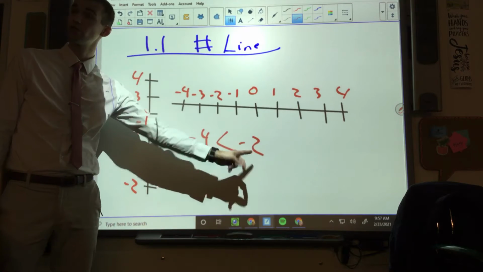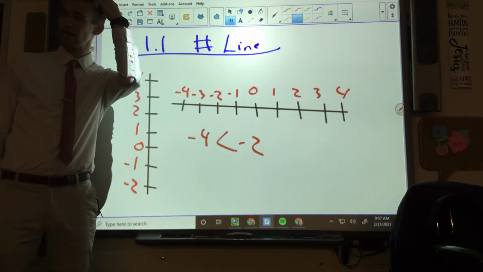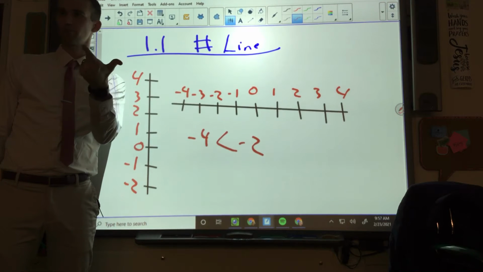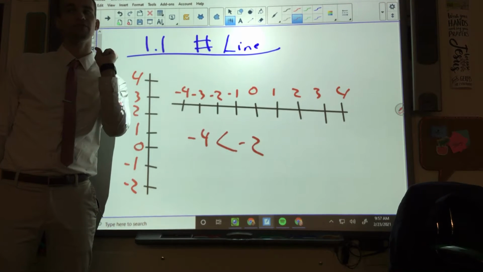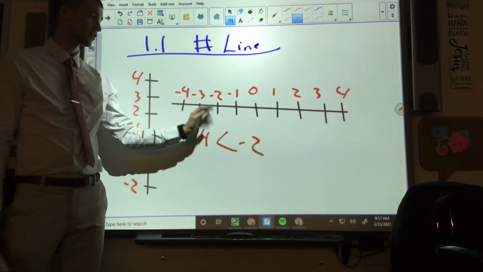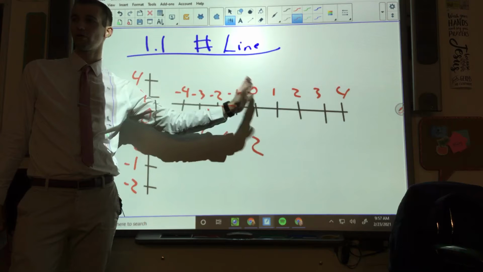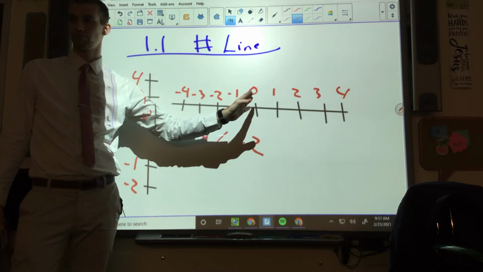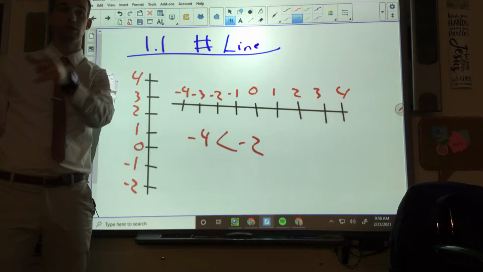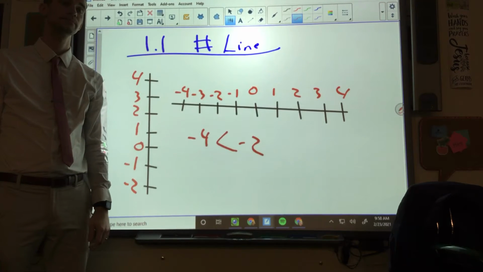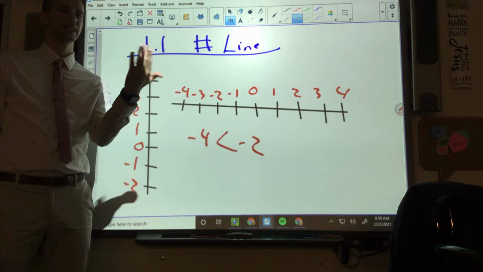So -2 is, so that means even though you think, hey, 4 is bigger than 2, right? When it's negative, everything flips. If both numbers are negative, everything is going to flip. Because closer to 0 means greater. Closer to 0 means greater. Got it? Yes?